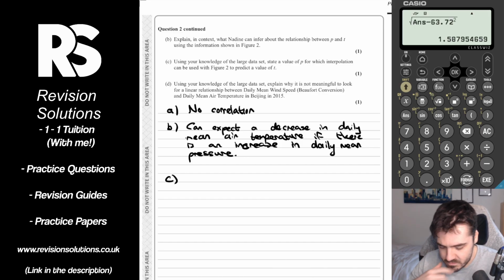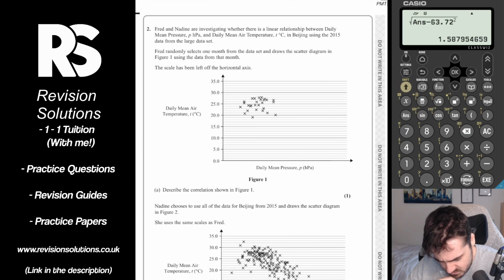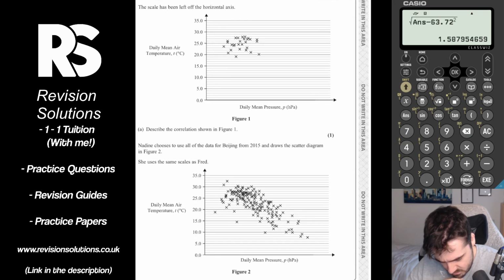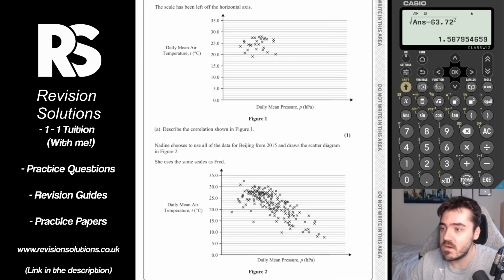Okay, then it says, using your knowledge of the large data set, state a value of P for which interpolation can be used with figure 2 to predict a value of T. I think they would mean state a set of values for pressure where we can linearly interpolate. When you linearly interpolate, you have to be within the data range of your data set. Otherwise, you're extrapolating from the data set, which is generally something you don't want to do. And then they're testing your knowledge of the large data set.